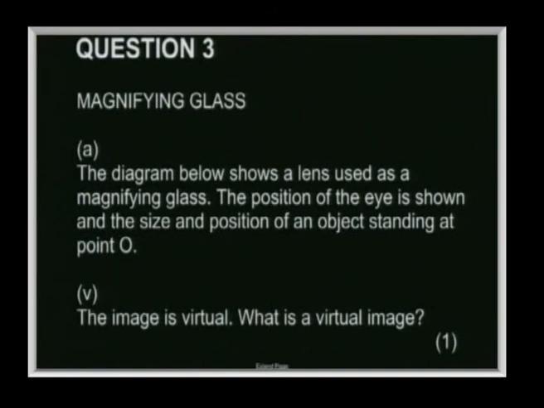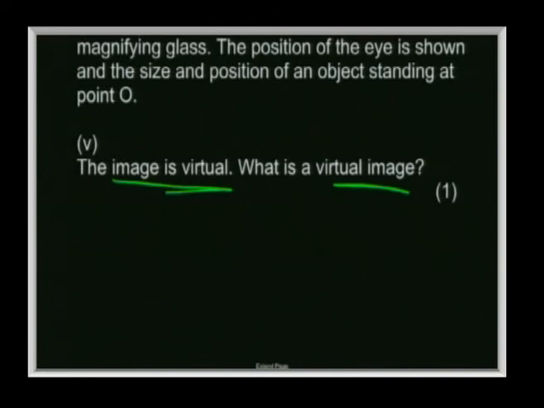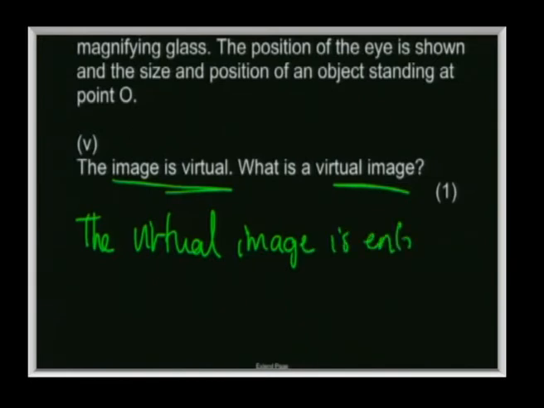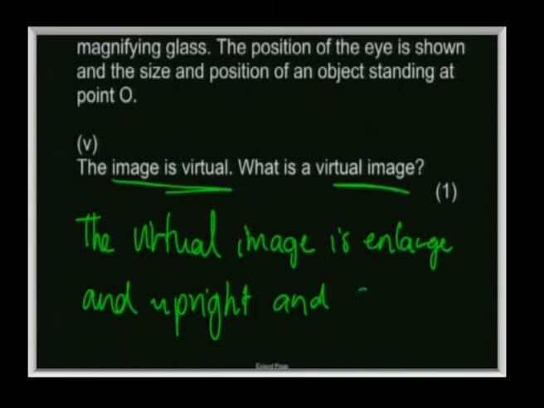Still on magnifying glasses. The diagram now tells us that the image is virtual. They ask us to explain what a virtual image is. We've got several characteristics that belong to the virtual image, but the virtual image is basically an image that cannot be projected onto a screen. So that is what we'll have for our answer. So the virtual image is enlarged and upright and cannot be projected onto a screen.